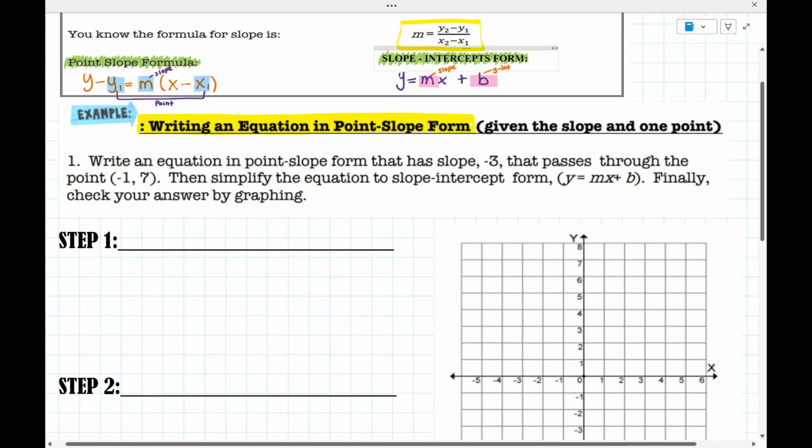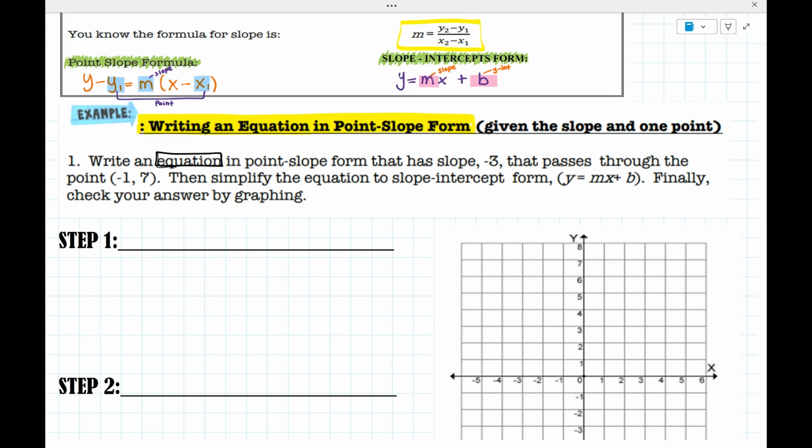So let's go ahead and look at the information that we have here. We know that we want to write an equation. Our equation is going to start in point slope form, and is going to have a slope of -3. And we know that it's going to pass through the point -1, comma 7. So our line should have a slope of -3, which means it's going to be decreasing. And it has to go through that point that was highlighted there.